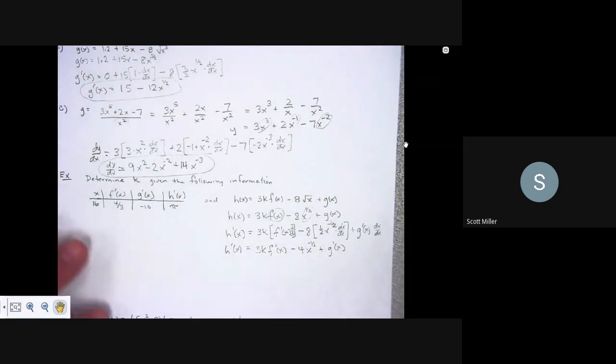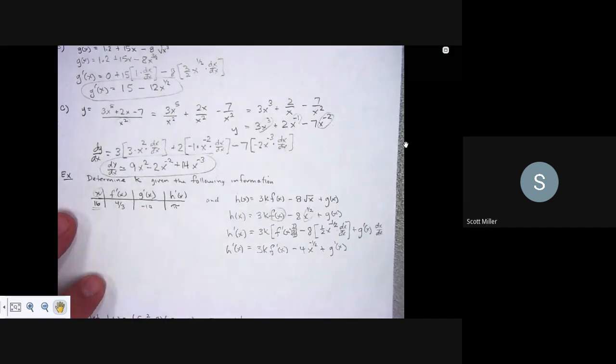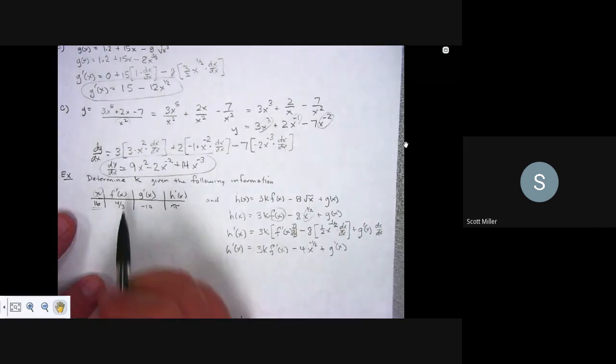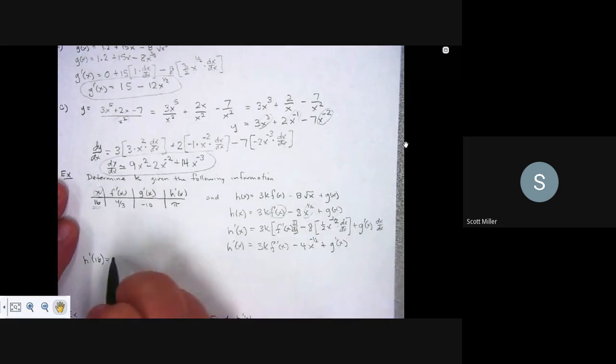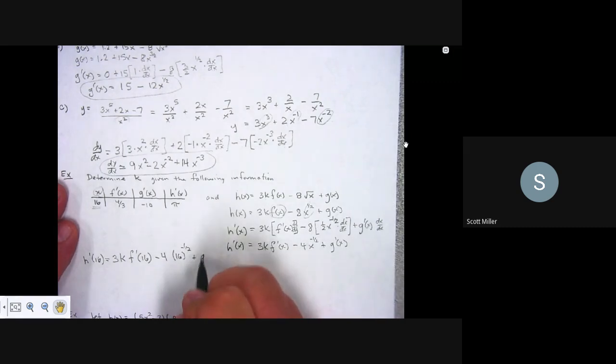Okay? x is 16. So h prime of 16, okay, is 3 times k times f prime of 16 minus 4 times 16 to the negative 1/2 plus g prime at 16.